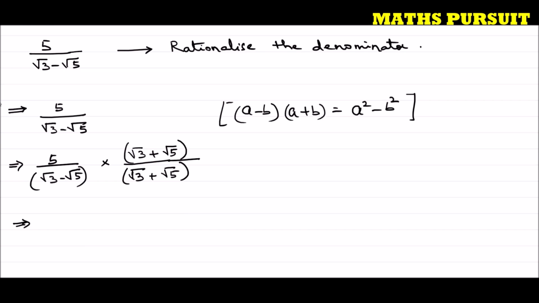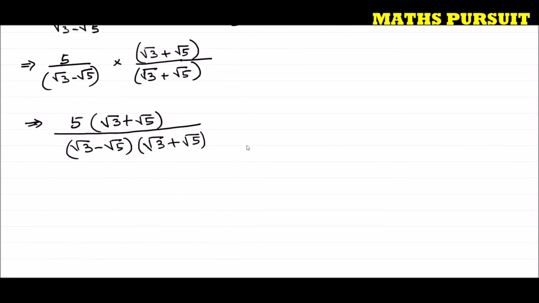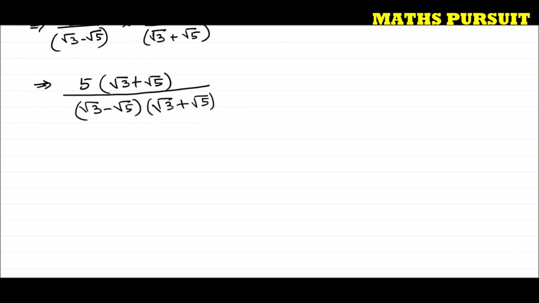So what can I write now? We got 5 into root 3 plus root 5 in the numerator. Now in the denominator, what we have? Root 3 minus root 5 into root 3 plus root 5. Hope guys we are clear till here, and we understand what I am doing here. Now let us solve this one.